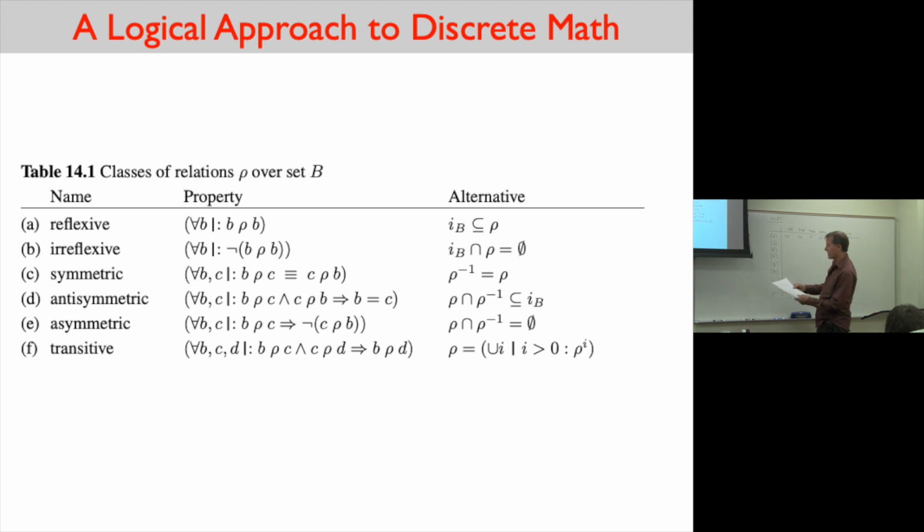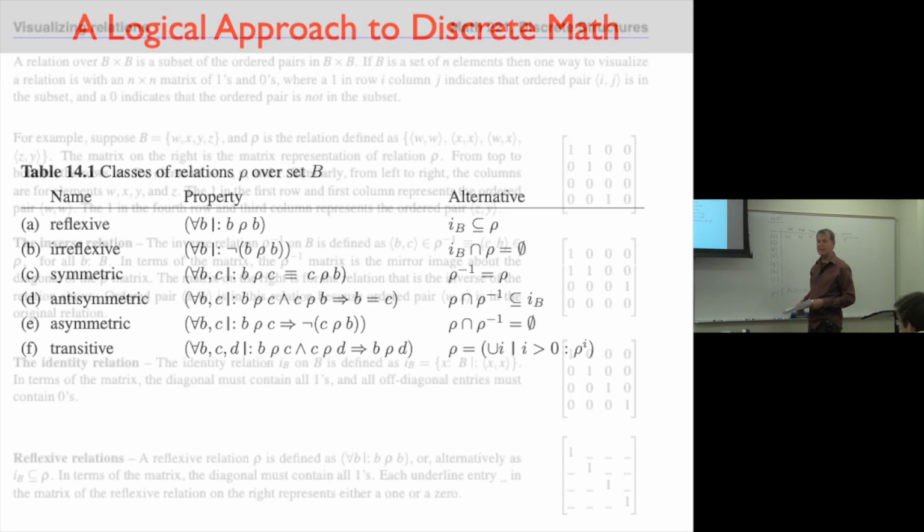And also, I think the other thing that will help is if you look at the alternative definition. That alternative definition, you can picture as a matrix. So I sub B, for example, for the reflexive property: using the property directly, it's for all B, range true, B rho B. But the alternative definition is I sub B is a subset of rho.